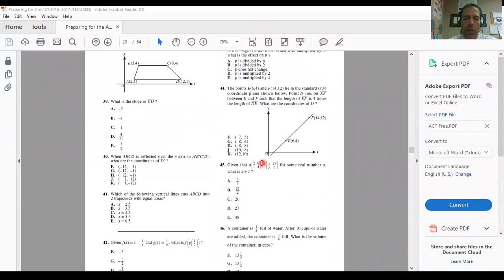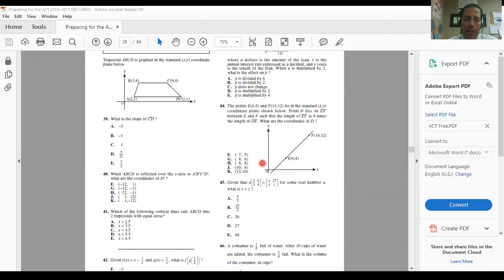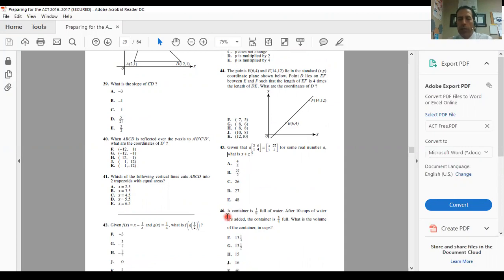For example, on this page, I like the geometry. I would do 39, 40, 41, and I would hit 44. I might skip 45 and then go to 46. So that's my personal order of difficulty. Find that out, follow it, and keep a good pacing plan. Everybody's going to have a different one. The number of questions you do is going to be different than the person next to you, so don't follow their pacing plan.